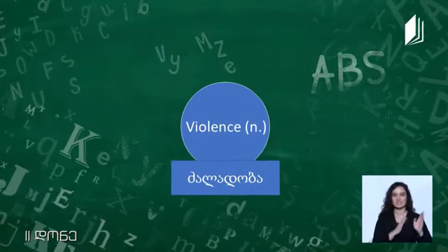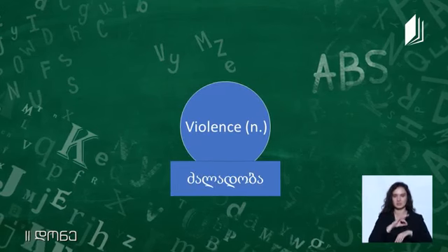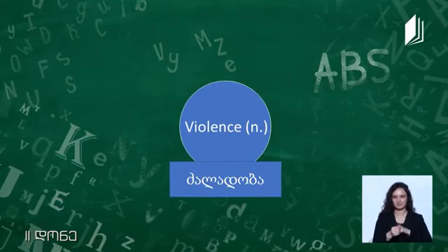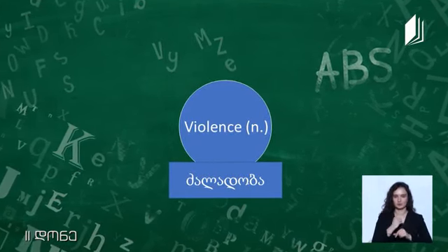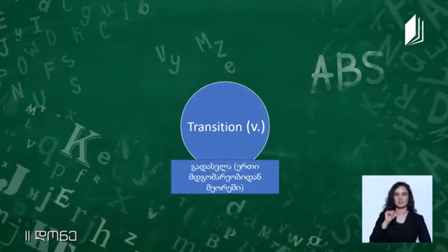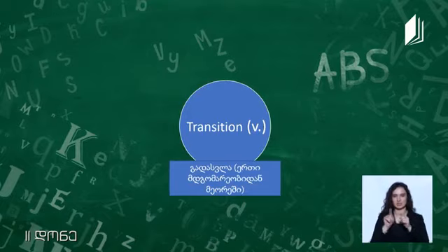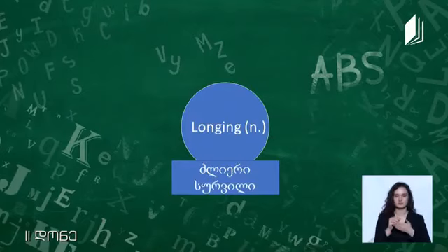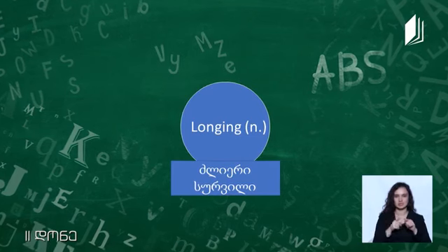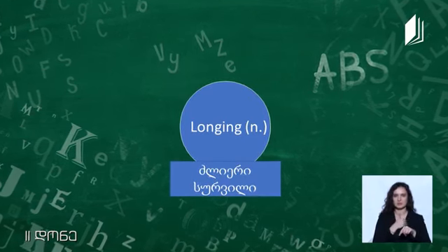Next, we have violence. Now, violence is behavior and actions using strong physical force meant to hurt, damage, or kill someone or something. From there, we have transition. Now, transition is the process of changing from one thing into another. Next, we have the noun longing. And longing means really, really wanting something.